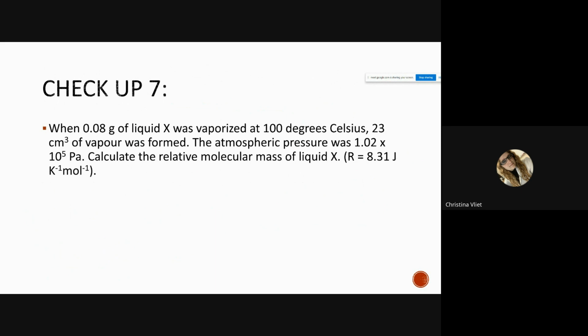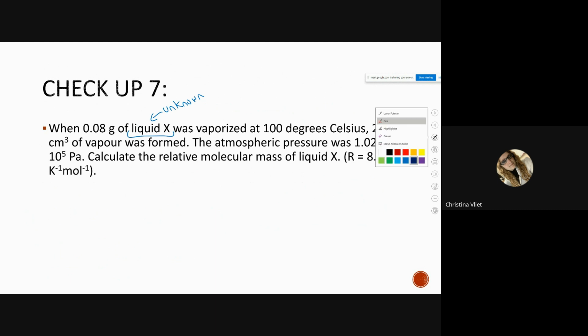Here's our question together. We've got 0.08 grams of liquid X. Is there an X on the periodic table? No. So what do we mean by liquid X? Like unknown. Some kind of unknown. It sounds like some concoction. Liquid X was vaporized into a gas at 100 degrees Celsius. 23 centimeters cubed of vapor was formed. The atmospheric pressure was 1.02 times 10 to the 5th. Calculate the relative molecular mass.